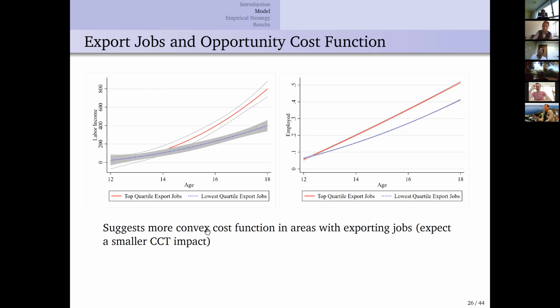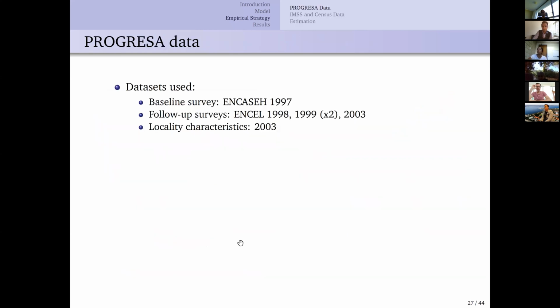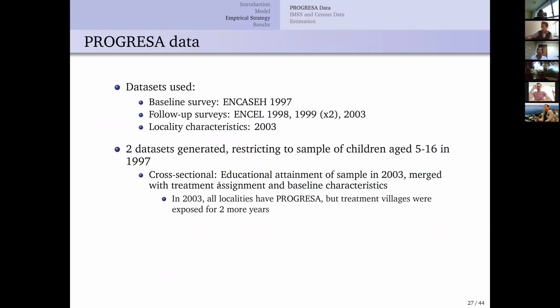So the effect of these export jobs is going to be ex ante unclear, and so we're going to investigate this empirically. Okay, so we're going to use the PROGRESA data for this. We're going to use the baseline, several follow-up surveys, and locality characteristics, which we don't actually do much with. We're essentially going to create two data sets. One is cross-sectional, and one is going to be a panel data set. But both of them are restricting to the sample of children aged 5 to 16 in 1997.